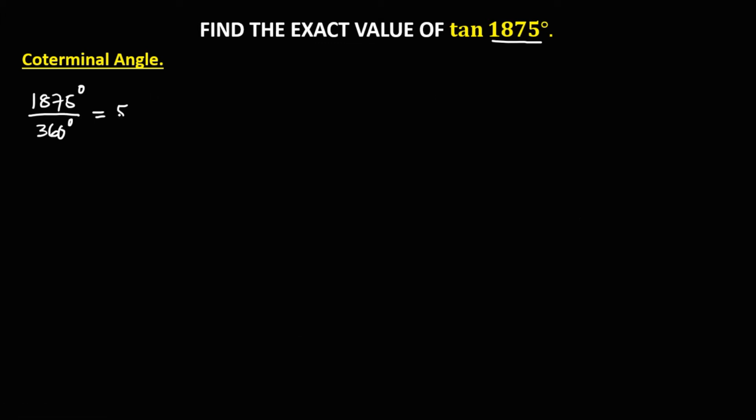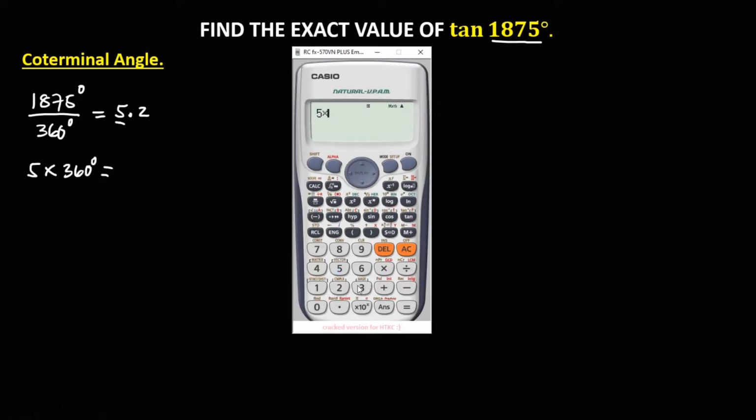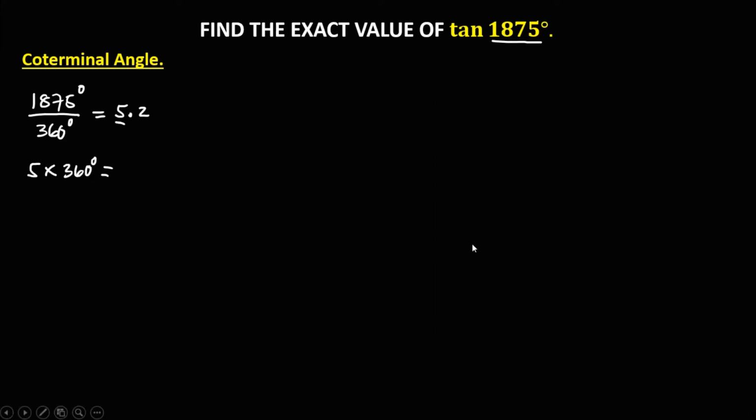Then we just need to take the whole number, 5, and multiply it by 360. 5 times 360 is 1,800 degrees. Then from the given angle, 1,875 degrees minus 1,800 degrees, the coterminal angle of 1,875 degrees is 75 degrees.